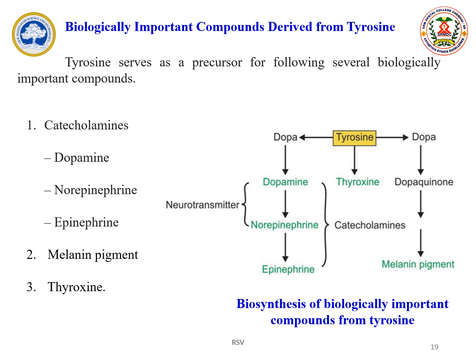Here, tyrosine to DOPA, and DOPA to catecholamine conversions occur, which are neurotransmitters. In the same way, tyrosine is converted to DOPA, dopaquinone, and melanin pigments, as we discussed earlier in albinism. Here, tyrosine to thyroxine, that is, T3 and T4 formation.